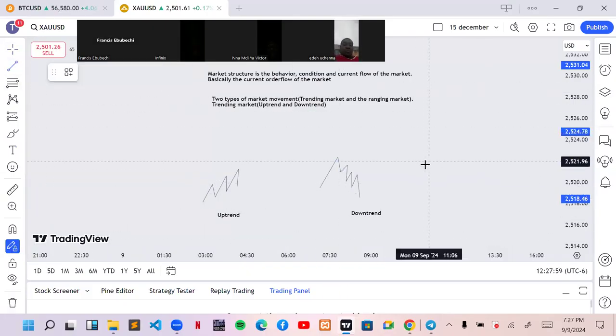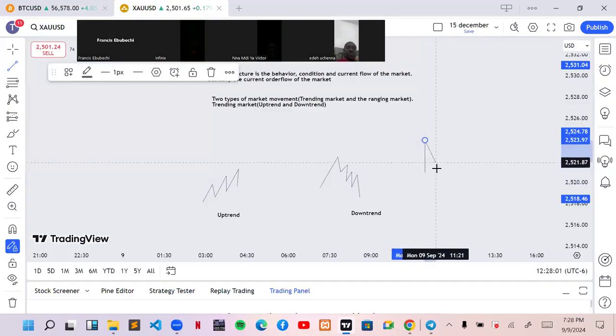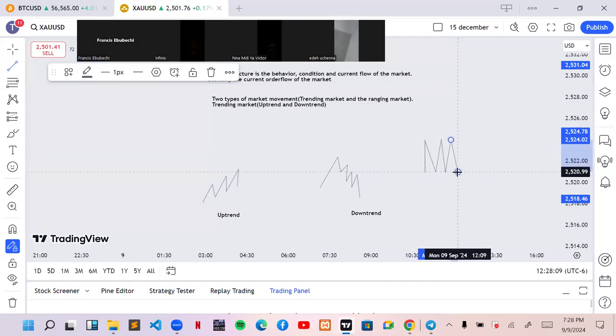And then for a ranging market, this is what a ranging market is. A ranging market is basically price consolidating from one point to another, not really making any trends. It's not traveling on an uptrend, and it's also not going on a downtrend. Basically, just moving from point A to point B, from point B back to point A. That's what a ranging market is.